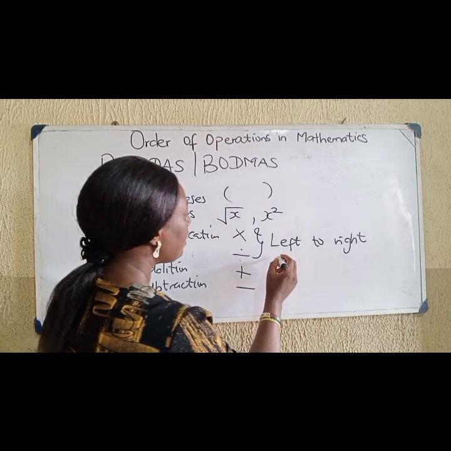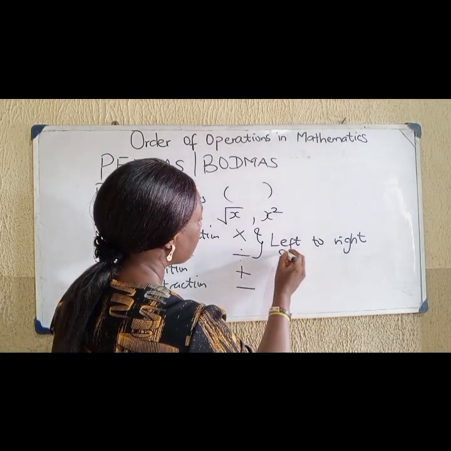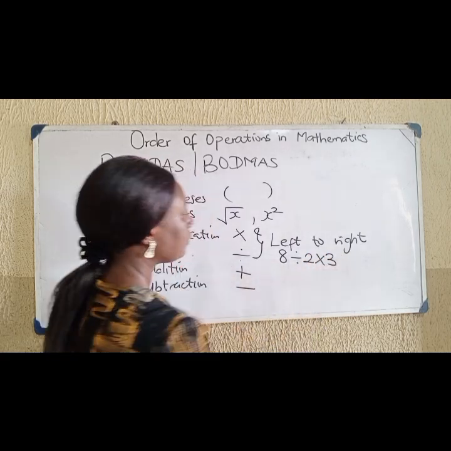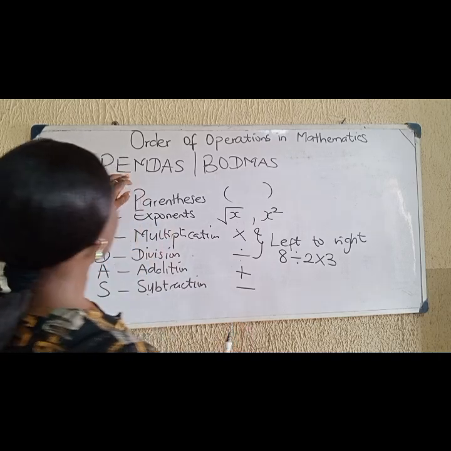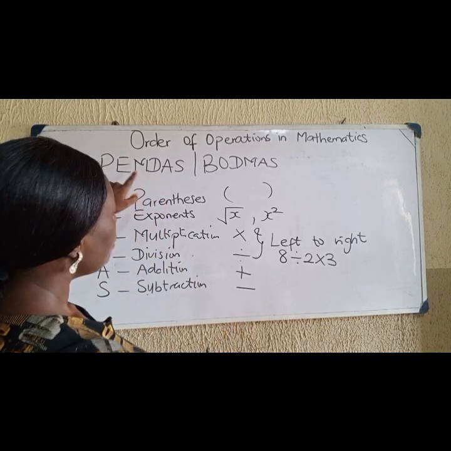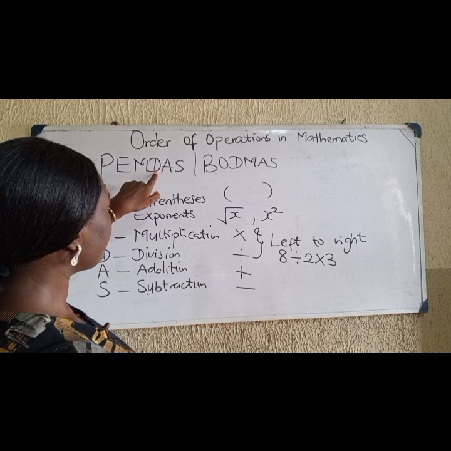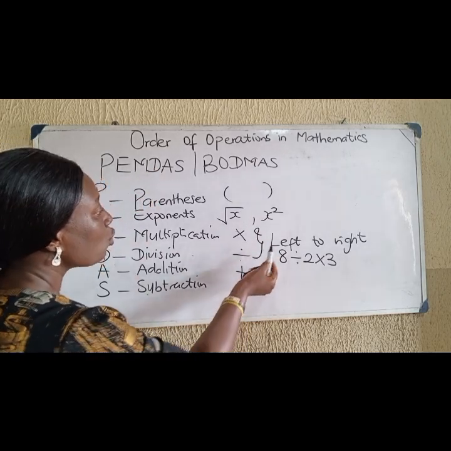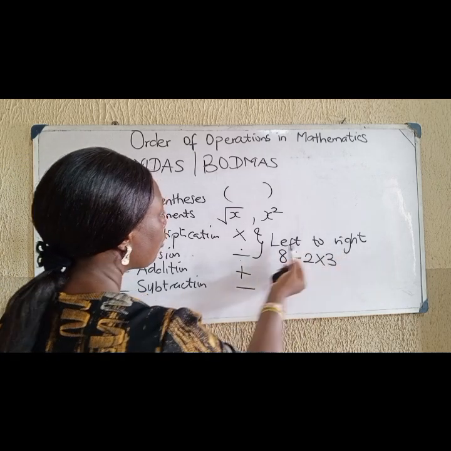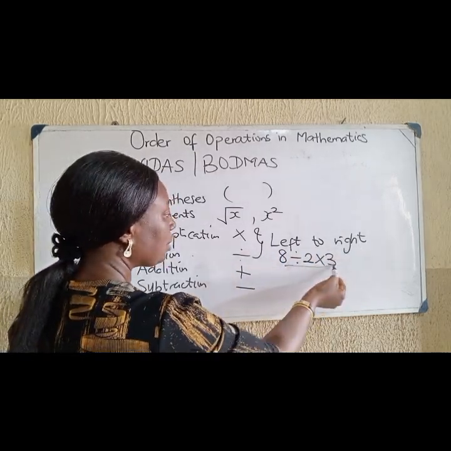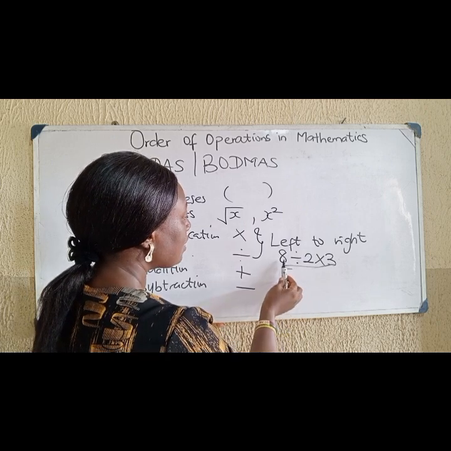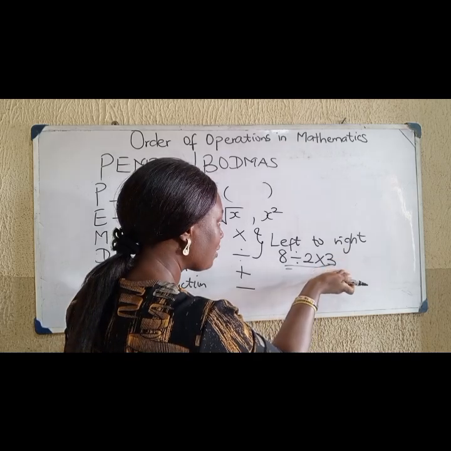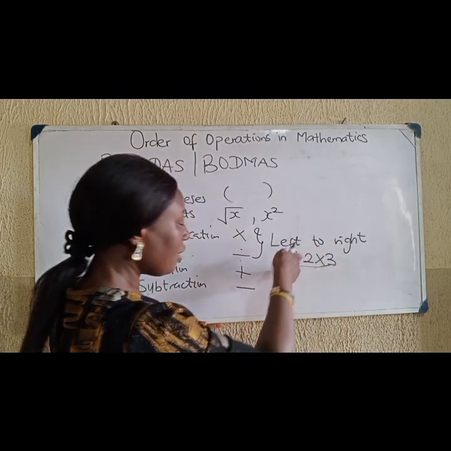Do you understand? Maybe in an expression like 8 divided by 2 times 3. When you look at the acronym, you will see that multiplication comes before division. It's not like that. They are of equal priority. So solve from left to right, on how the question appears. So in this case, I have to say 8 divided by 2 first. I have to solve from left to right and not from right to left.